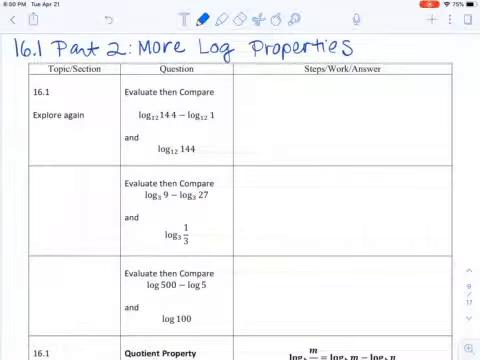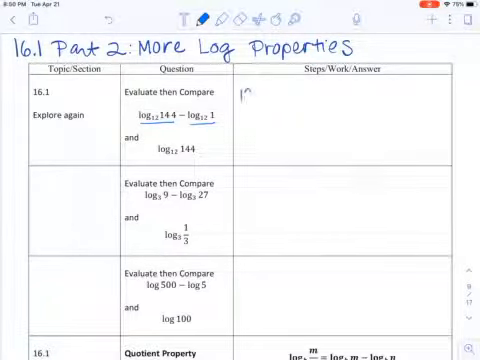Okay, welcome back to 16.1 part 2. We're going to look at some more log properties today, and we're going to start out with some comparisons kind of like we did yesterday. The first one we're doing is log base 12 of 144 and subtract log base 12 of 1.